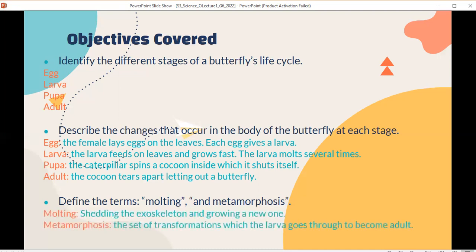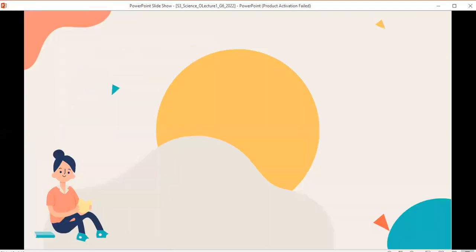Molting is when the insect sheds its exoskeleton and grows a new one, changing the exoskeleton. Metamorphosis is the whole process of transformations and changes that insects go through during their life cycle.